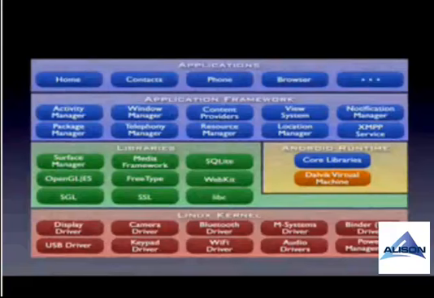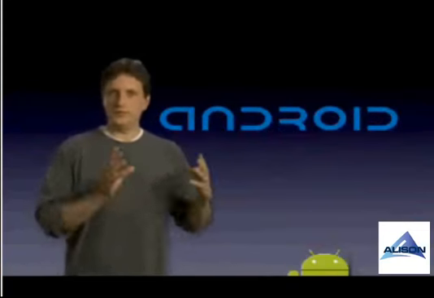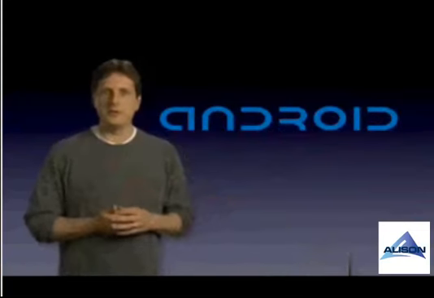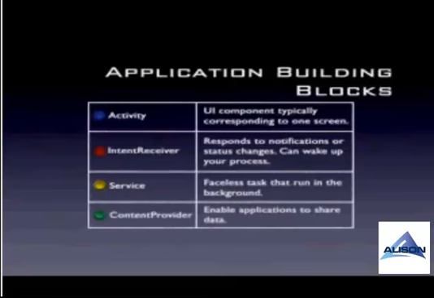This is where all the applications get written. It includes the home application, the contacts application, the browser, your applications. And everything at this layer is, again, using the same application framework provided by the layers below. Now, if you're going to write an application, the first step is to decompose it into the components that are supported by the Android platform. Here are the four major ones. We have activity, intent receiver, service, and content provider.